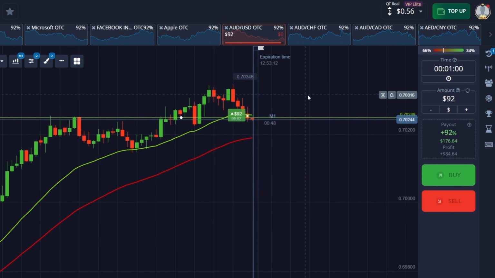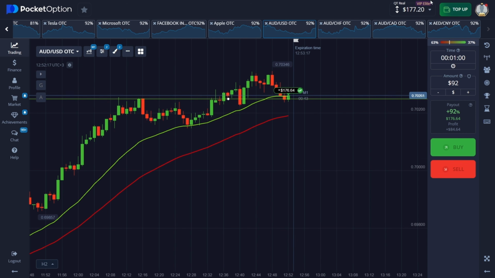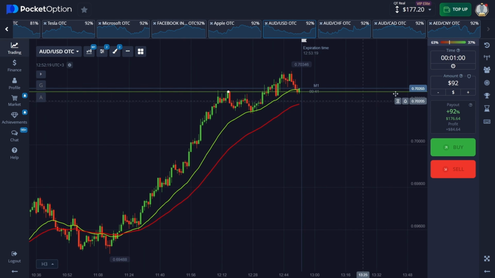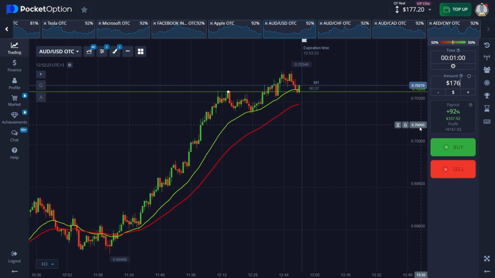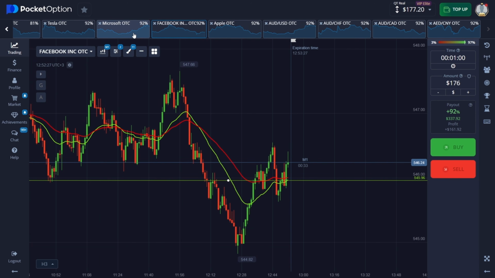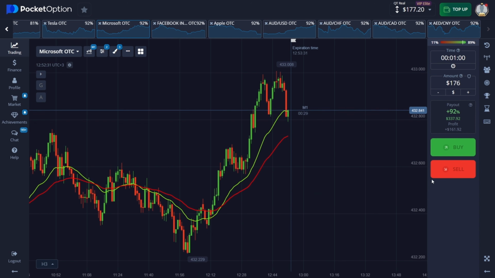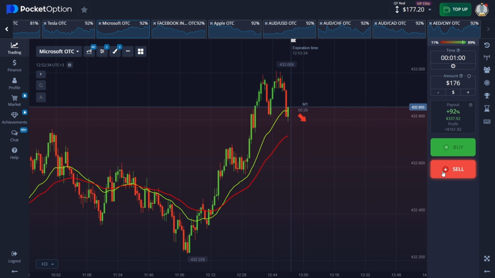Alright, the candle wasn't initially going in our favor, but suddenly it came back and it's a win. We won another trade in the last second. It's totally surprising. Now my balance has turned into $177. Let's find a trade for $177 on the OTC market. There are no trades available right now, but if a good trade appears, I will place a trade worth $177.